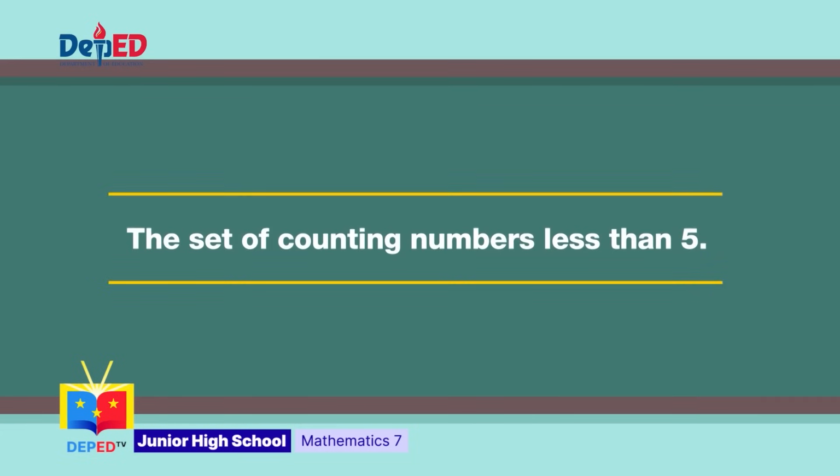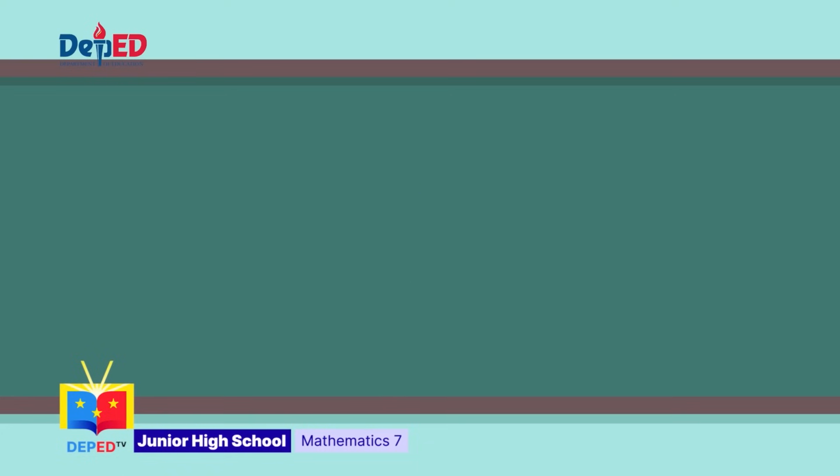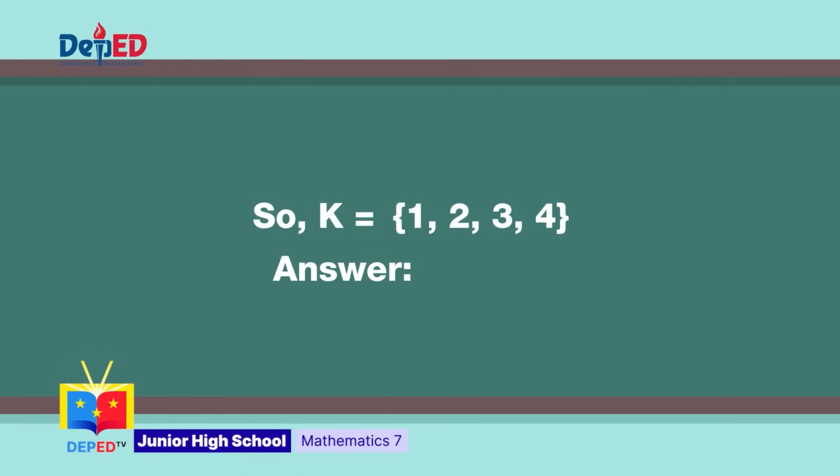Set K is the set of counting numbers less than 5. To solve, you need to list down all the numbers less than 5. So, K contains the elements 1, 2, 3, 4. Therefore, the answer is n(K) is equal to 4.